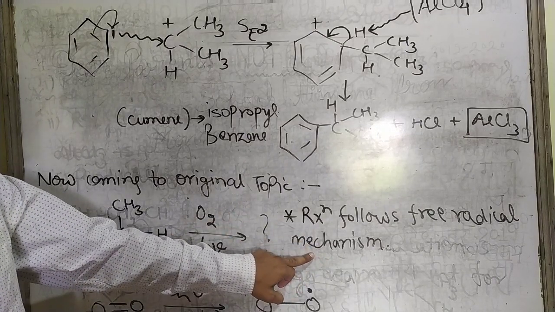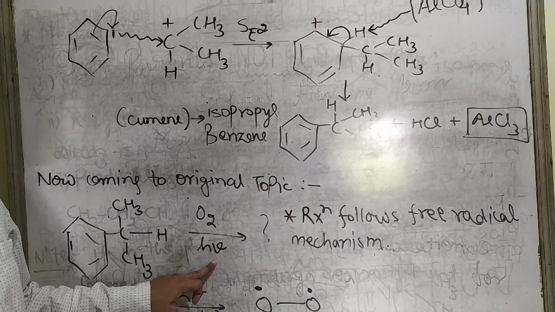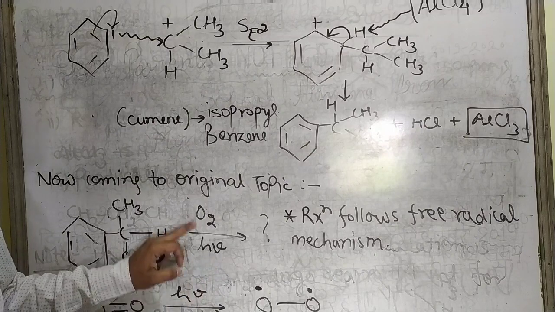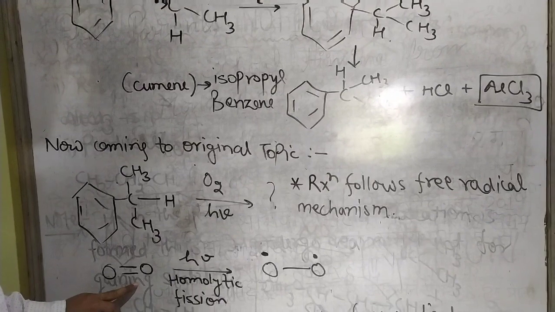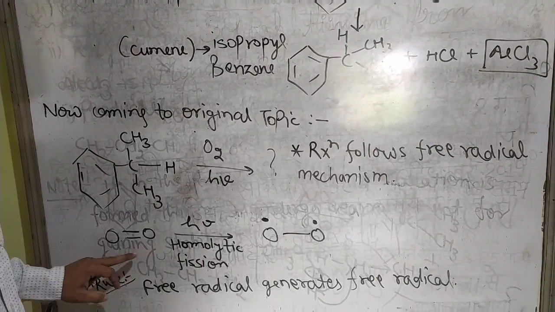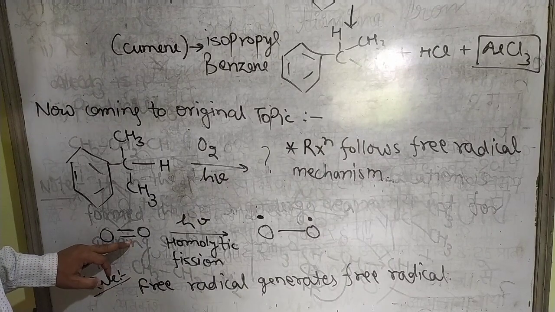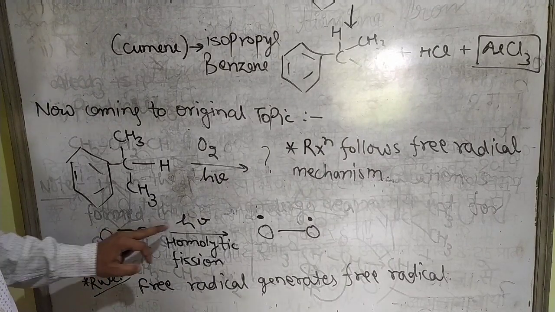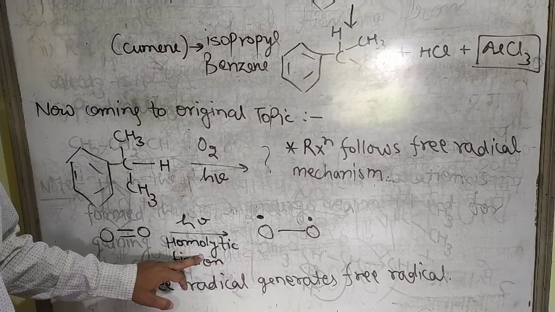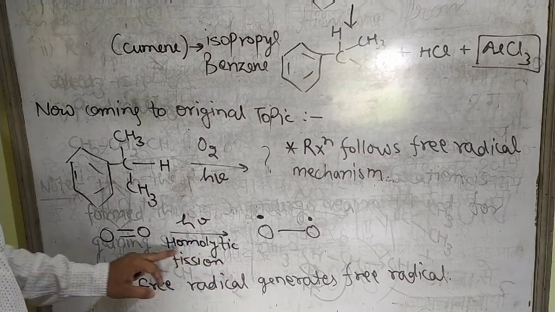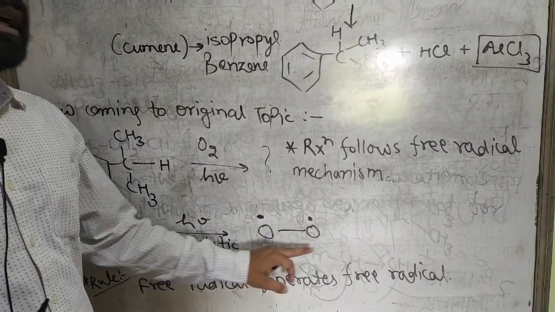Free radical mechanism is due to presence of sunlight. Sunlight is an indication for the free radical mechanism. So first, the pi bond present in the oxygen. This is the pi bond which is present in the oxygen, because both atoms of oxygen are attached via one sigma bond and one pi bond. Due to presence of sunlight, this pi bond will get homolyzed. There will be homolytic fission of this pi bond. Due to homolytic fission, this free radical will get generated.